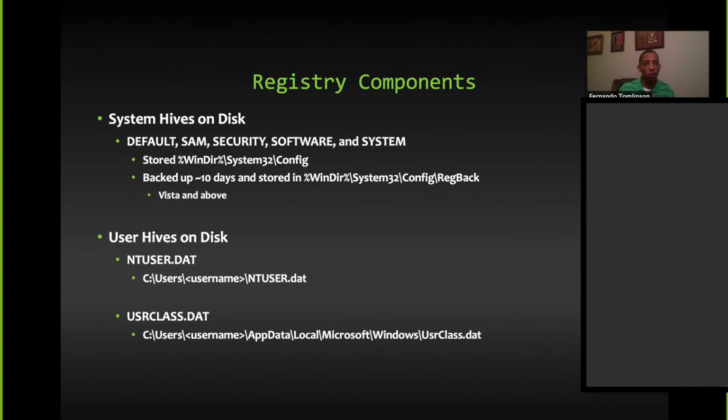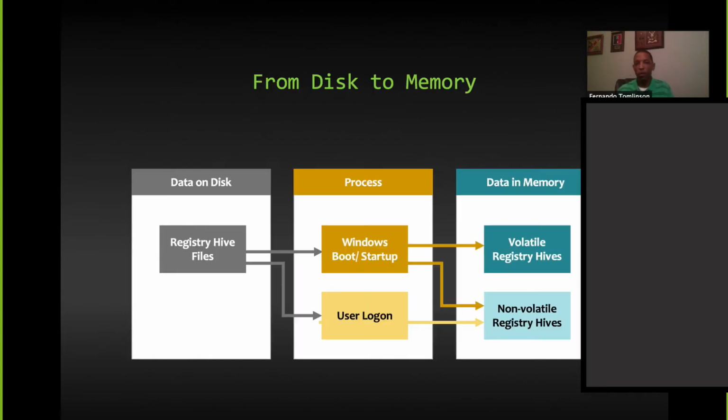And from a user class perspective, there's a subset of key information that's also stored here. So we have not really an overflow, but an additional hive that's tied to the user. We see that this one's a little bit more buried down in AppData\Local\Microsoft\Windows. All right, so high level from disk to memory. We have those registry hives that are sitting on the disk. There's some process that happens, and in this case, Windows boots or starts up, or a user logs in, and then those hives get loaded into memory.